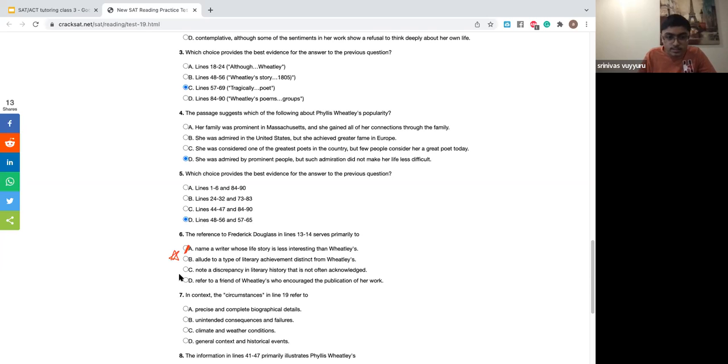C, noting a discrepancy in literary history that is not often acknowledged, also doesn't sound right. There's no discrepancy noted anywhere. And D, refer to a friend of Wheatley's who encouraged the publication of her work. Nowhere does it say Frederick Douglass and Wheatley had any communication. So you could take this one out as well, and you get the answer as B.